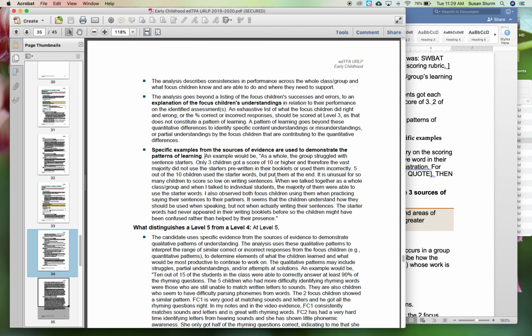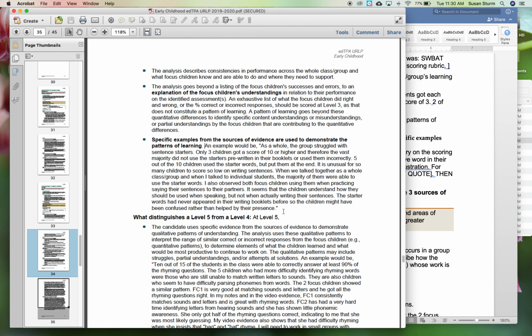5 out of the 10 used the starter words, put them at the end. It is unusual for so many children to score so low on writing sentences. When we talked together as a whole, and when I talked to the individual students, the majority of them were able to use the starter words. I also observed both focus children using them when practicing saying their sentences to their partners. It seems that the children understand how they should be used when speaking, but not actually when writing their sentences. The starter words had never appeared in their writing booklets before, so children might have been confused rather than helped by their presence.